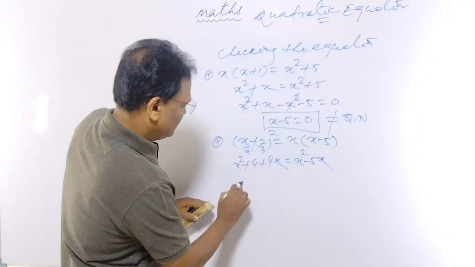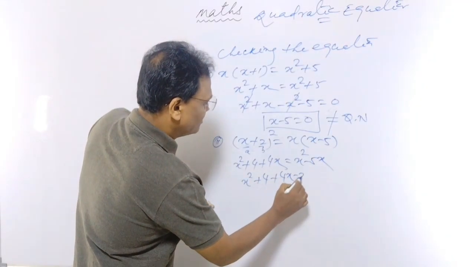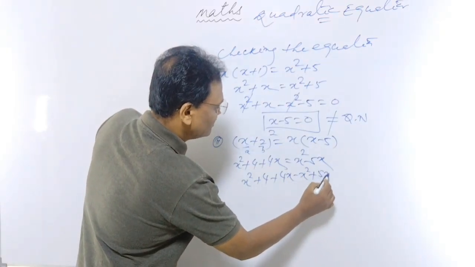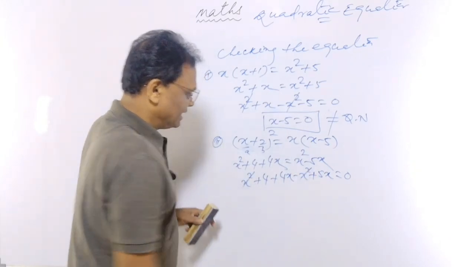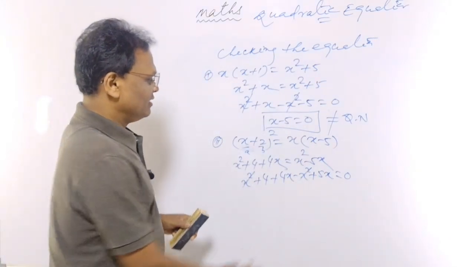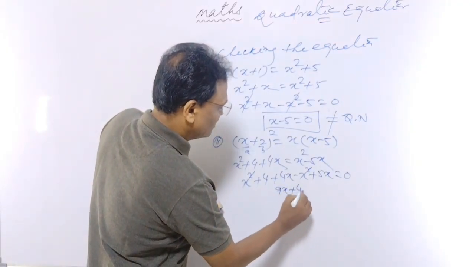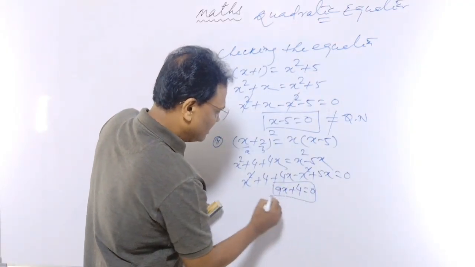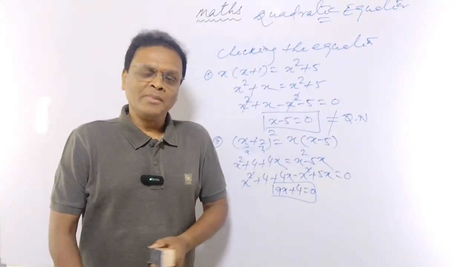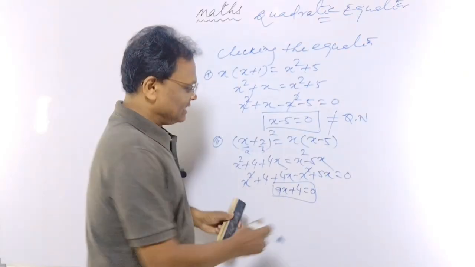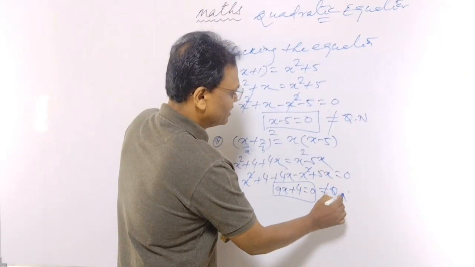Now if I bring all the terms from right to left, let's see what it becomes. Minus x square plus 5x, the right side becomes 0. Plus x square minus x square again cancelled, giving me 5x plus 4x is 9x. 9x plus 4 equals 0. Now you tell me whether this is a quadratic equation or not. In fact, this is not a quadratic equation.